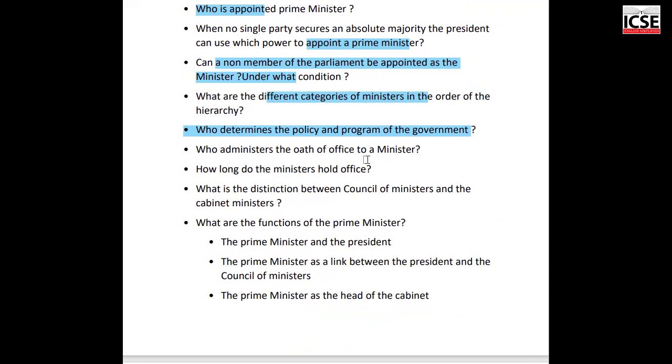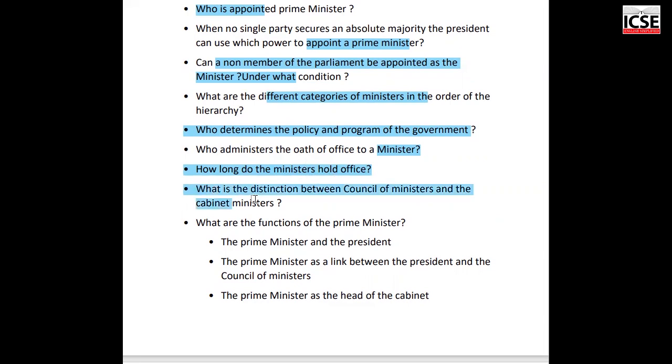Who administers the oath of office to a minister? It's the president. How long do the ministers hold office? Now, to this question, the answer is as long as they keep the president happy, as long as the president is pleased with them, the pleasure of the president. That's how the textbook puts it. But basically, it is the prime minister who should be happy with them.